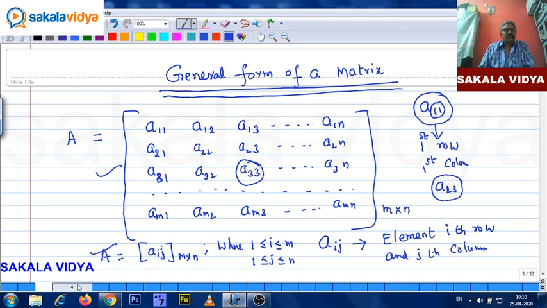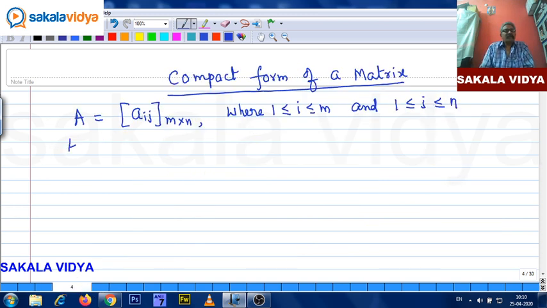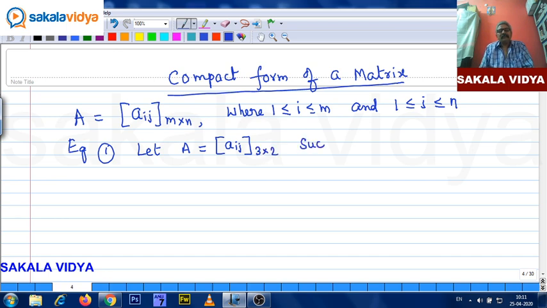So, with the help of this we can discuss one example. For example, let A is equal to Aij of 3 by 2, 3 rows 2 columns, such that Aij equals, for example, i into j. Then what is A? What is the general form of the matrix? A we need to find out.